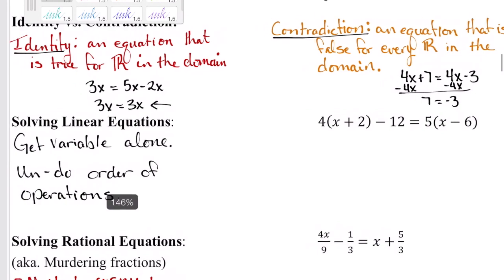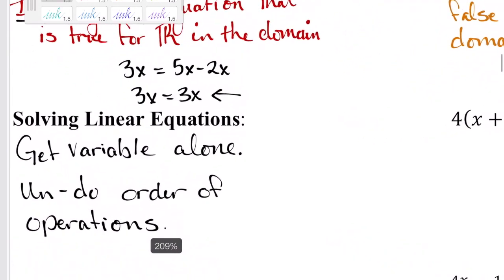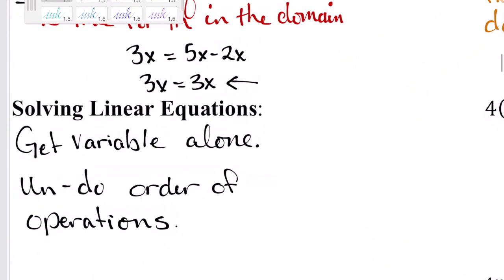When we're solving linear equations, I like to see it as breaking your friend out of jail. We're trying to get our variable alone. We're taking everything away from that variable, getting it off to the other side. Kind of like if you were breaking your friend out of jail, you're going to get rid of all the guards and then get to your friend to get them out. Basically, we're undoing the order of operations.